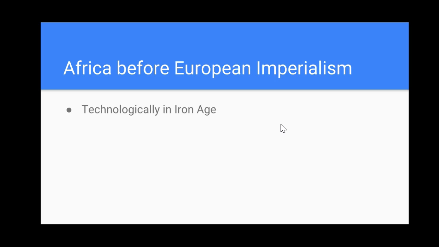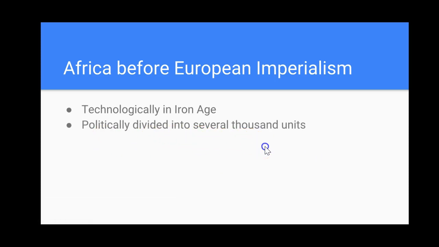Technologically, they were in the Iron Age. And to give you an idea of how unadvanced Africa was, if we go back to the Stone Age, it goes Stone Age, Bronze Age, and then Iron Age. So there really wasn't any kind of modern technology in Africa when the Europeans came or went there.